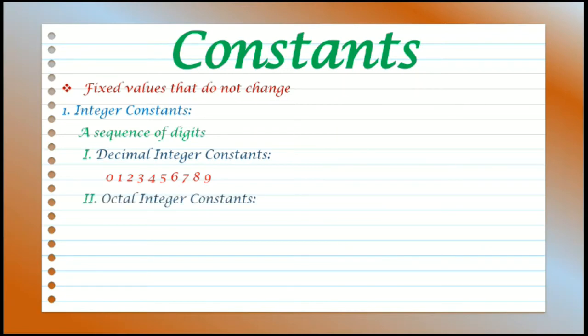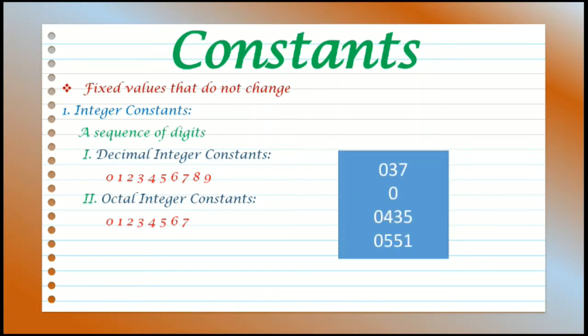Second one, octal integer constant. An octal integer constant consists of any combination of digits from the set 0 through 7 with a starting digit 0. For example, 037, 0435, 0551 are the octal numbers.